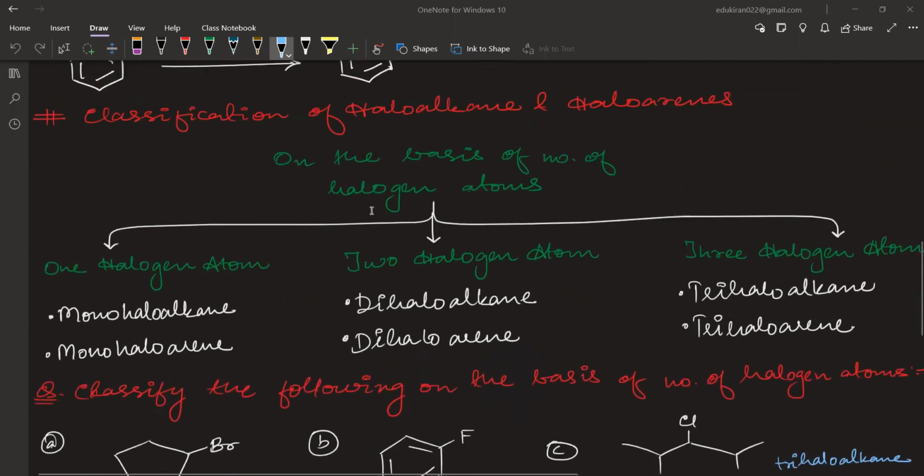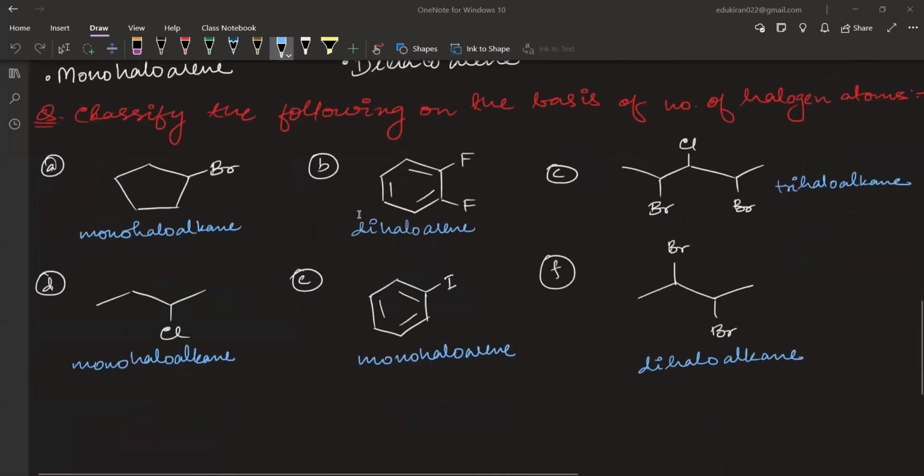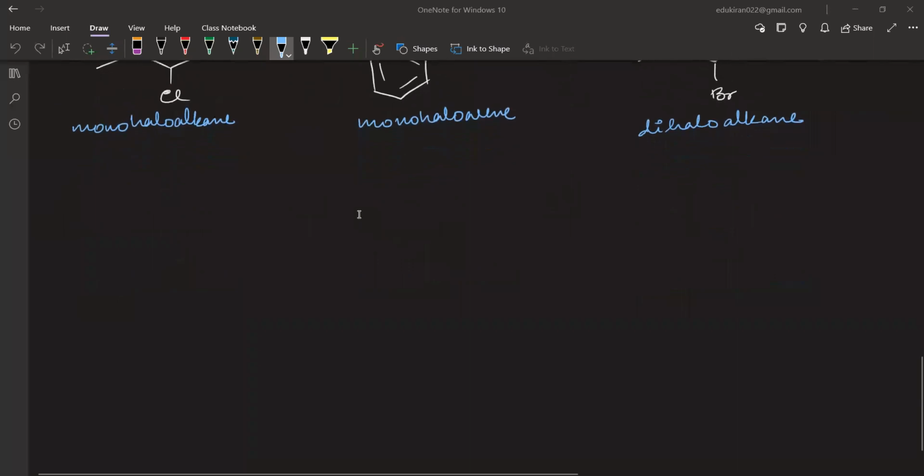Now we have done the classification on the basis of number of halogen atoms. Now, all the monohaloalkanes that we have can be further classified into two categories. So please write: monohaloalkane can be classified into two categories.